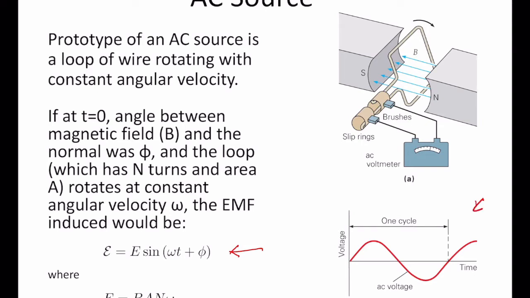sinusoidally, and this maximum EMF turns out to be the magnetic field times the area of the loop times the number of turns of wire times omega, the angular velocity at which the loop is being rotated. This was actually a problem that we discussed in chapter 29, and in my video on chapter 29, I fully worked this out. Okay.